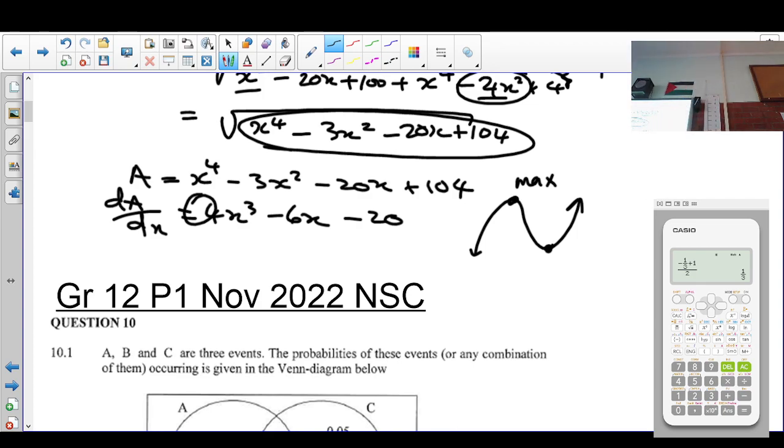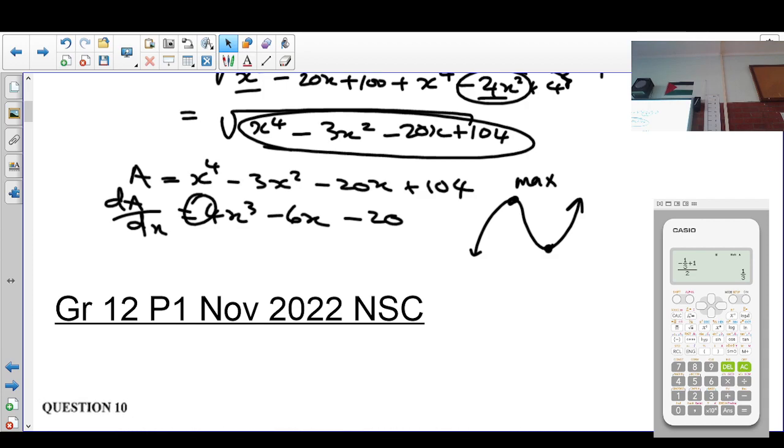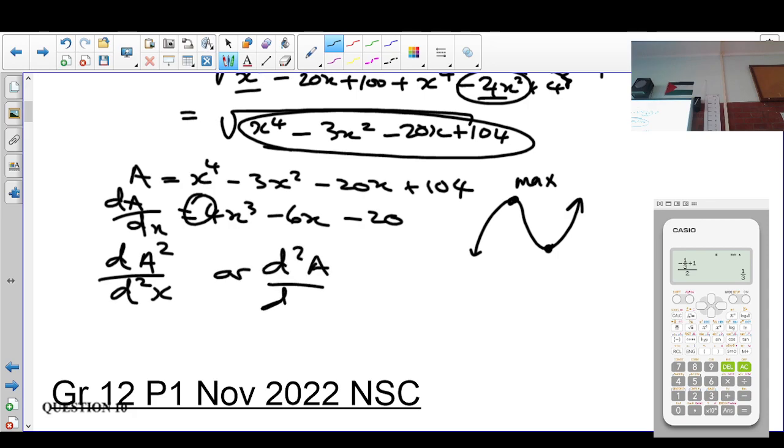So, if that is the maximum, I need to know which x value the maximum occurs at. And how do I get that value out? How do you calculate the turning point? Derivative again. So I'm going to apply the derivative again. The second derivative, it's either that or d squared A over dx squared. I think it's the first one. It's going to give you 12x squared minus 6.